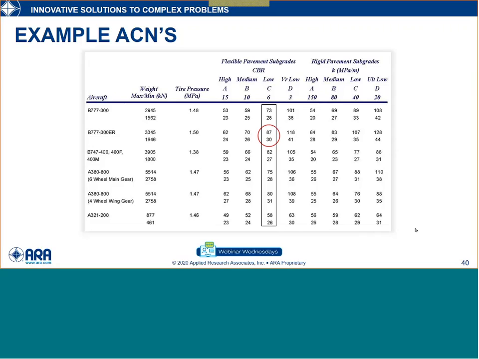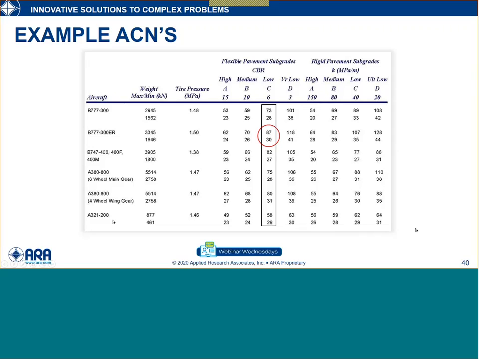So what might be counterintuitive, I'll give you an example of that. Let's talk about the Airbus A380, one of the heaviest aircraft out there, maximum takeoff weight a little over 1.2 million pounds. You can see the ACN of 80. Well, the Boeing 747 and Boeing 777 both weigh significantly less than that Airbus A380, but they both do more damage to the pavement, as represented by the higher ACN numbers here.